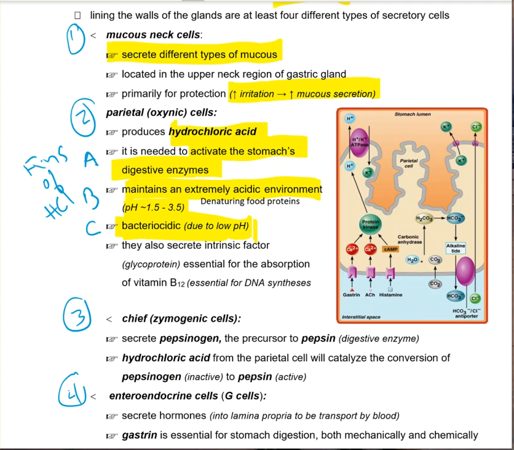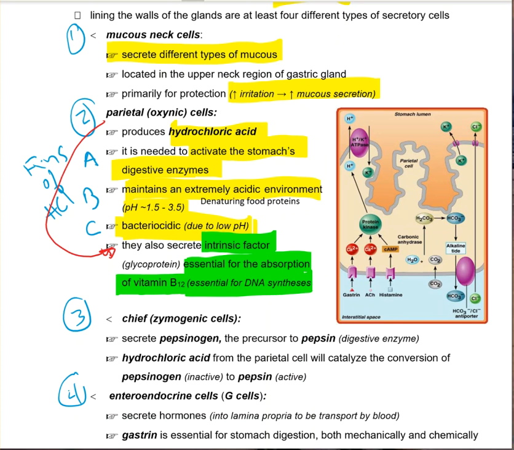Now, the parietal cells, I'll use a different color here, also secrete, in addition to hydrochloric acid, intrinsic factor. And what intrinsic factor does is it's a glycoprotein, and it helps absorb vitamin B12. And we talked about that, I think, before in another class. And that's essential for DNA synthesis. So we need vitamin B12, and intrinsic factor helps us get it.